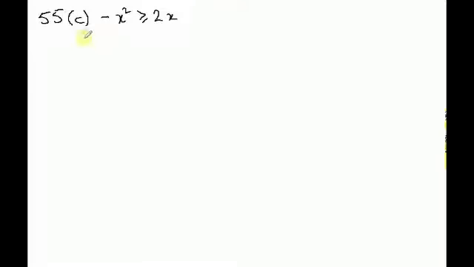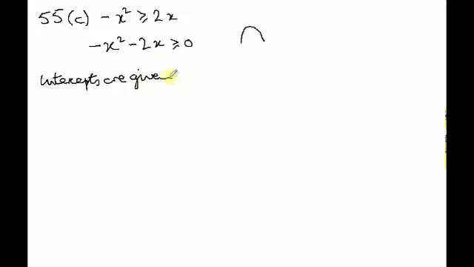Part C, same idea, minus x squared greater than or equal to 2x. So the first thing I would do is to get everything on the left. Minus x squared minus 2x greater than or equal to 0. Now factorize. Maybe just make sure that I know it's an N shape. Then to find the intercepts.